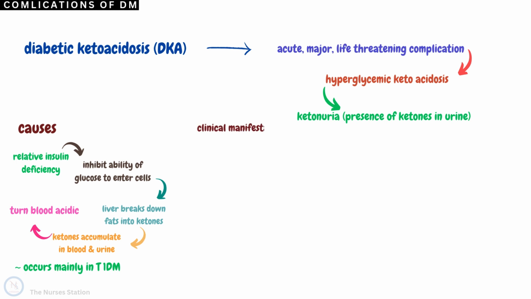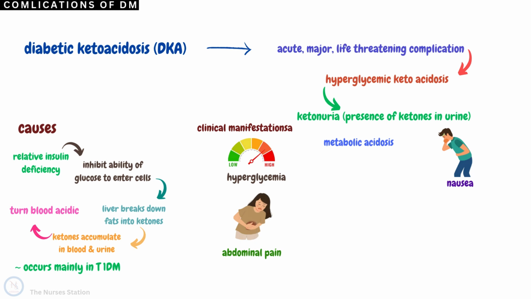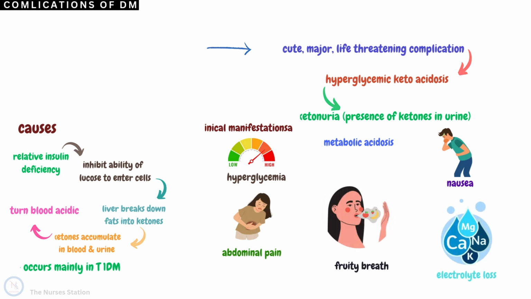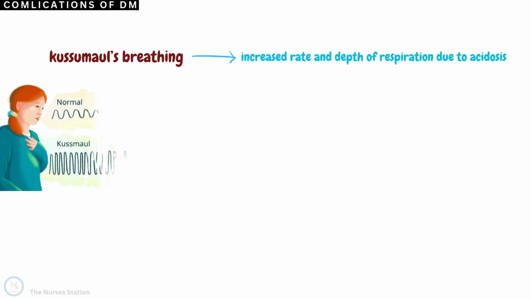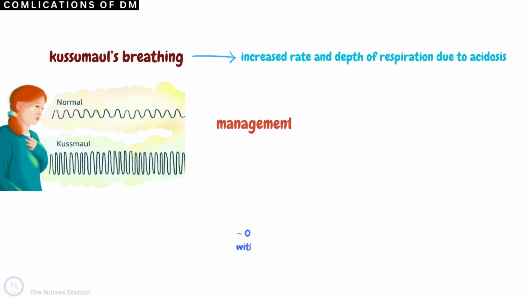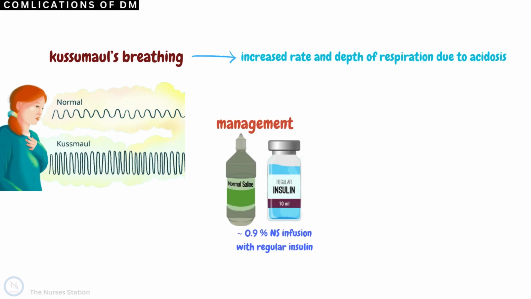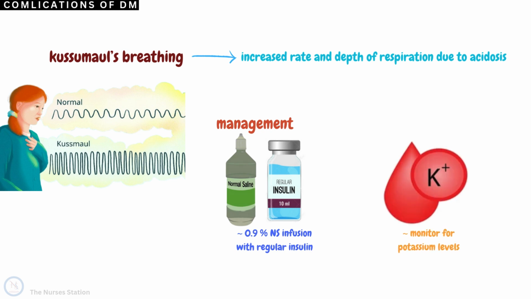The clinical manifestations include hyperglycemia, metabolic acidosis, nausea, abdominal pain, fruity breath, and electrolyte loss. The patient can also develop Kussmaul's breathing, which refers to the increased depth and rate of respiration due to acidosis. Treatment of diabetic ketoacidosis includes 0.9% normal saline infusion with regular insulin to correct dehydration. Potassium level must be monitored closely because the level may fall rapidly within the first hours of treatment.